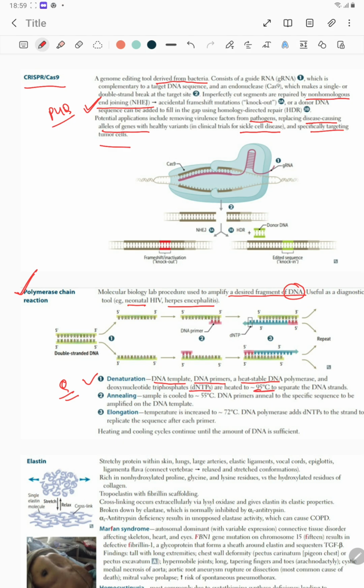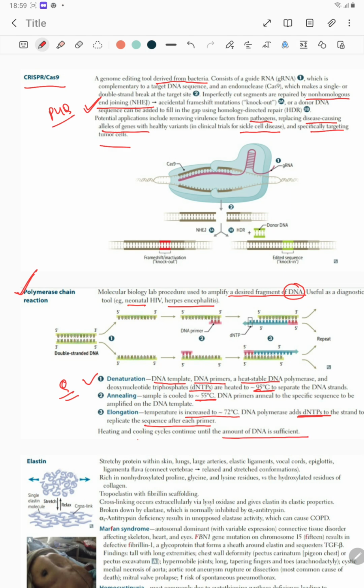We heat it at 95 degrees Celsius. Then for annealing, we have to cool it to 55 degrees Celsius. And after that, for elongation, the temperature is increased again to 72 degrees Celsius. Next, the DNA polymerase adds dNTPs to the strands to replicate the sequence after each primer. Heating and cooling continue until the amount of DNA is sufficient.